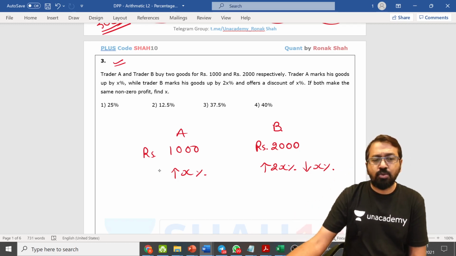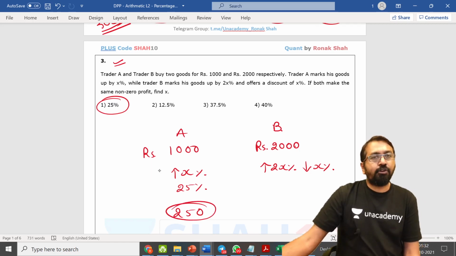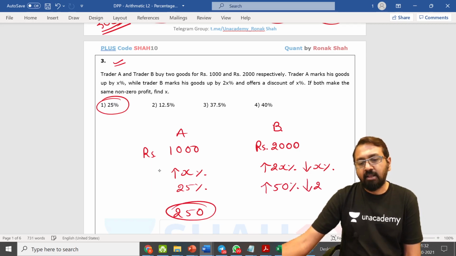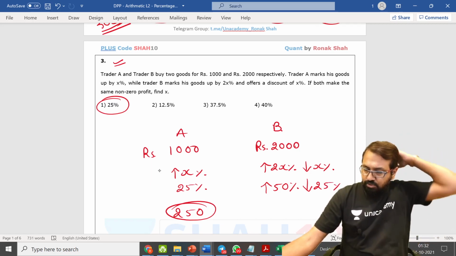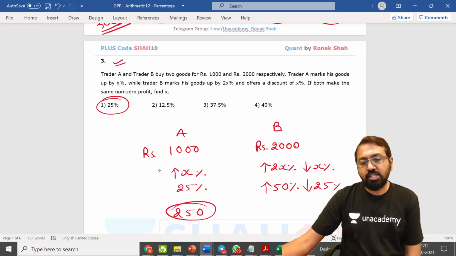Now guys, in such questions, I'll always recommend you to go by the answer options. Let's try with the first option, that is 25%. So if we take x as 25%, the profit of trader A will come out to be 250 rupees. Now what will be the profit of trader B? First trader B is increasing by 50% and then he is reducing by 25%. So what will be the net change because of this? If you just observe, it will not be that difficult to make out. The net change will come out to be a 12.5% increase.